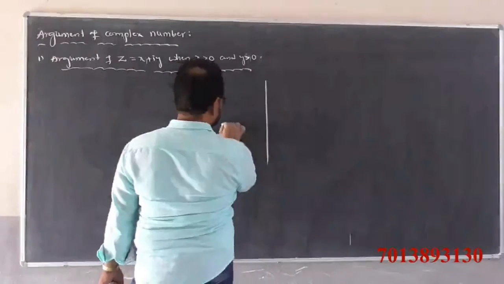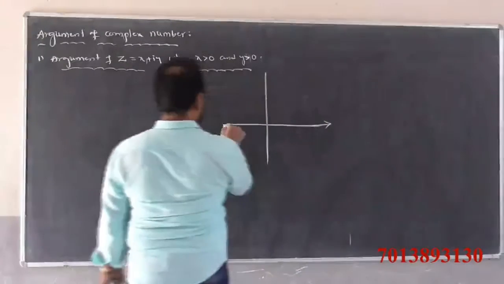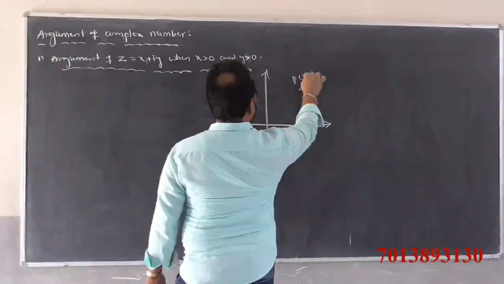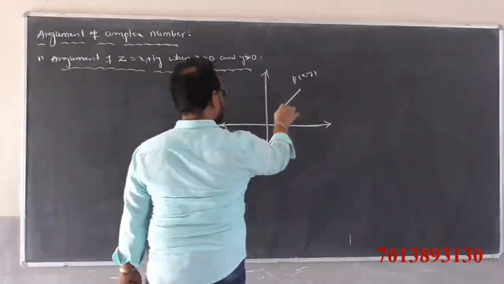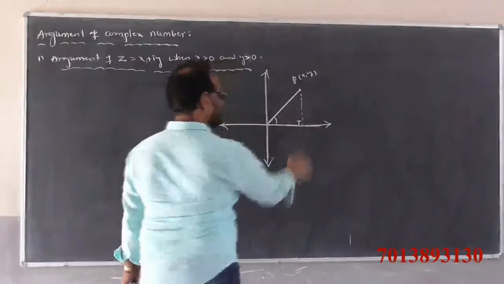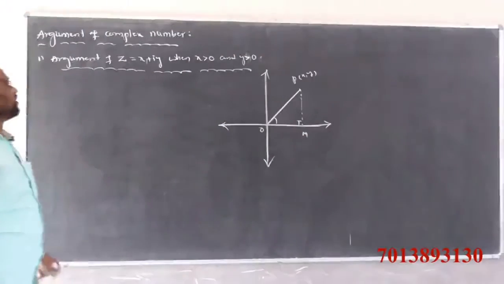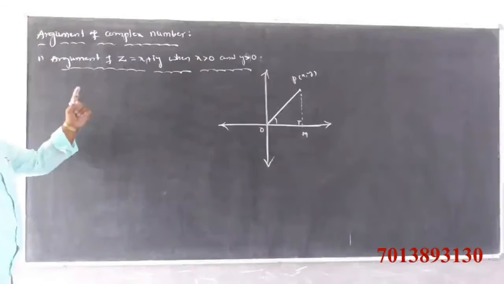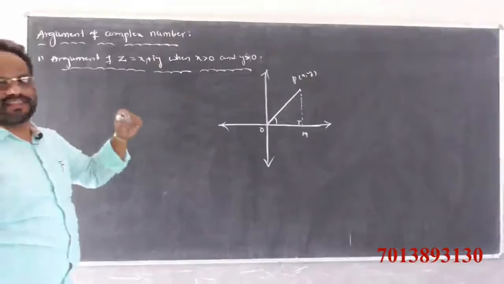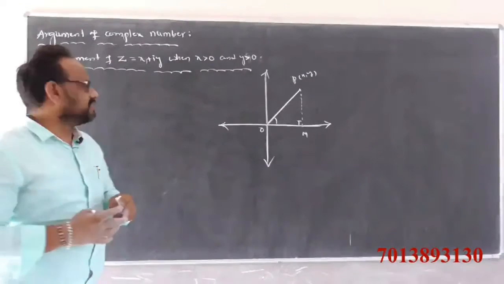clearly, if you take this Argand plane or Gaussian plane, point P here is nothing but (x, y). This is angle XOP. Observe here, the argument of complex number z equals x plus iy, when x is greater than 0 and y is greater than 0.